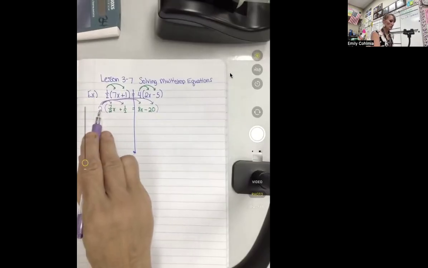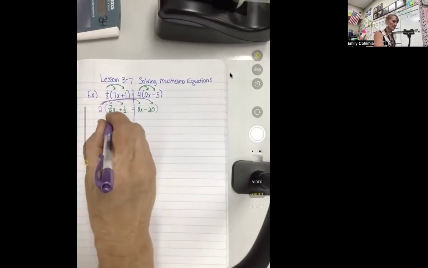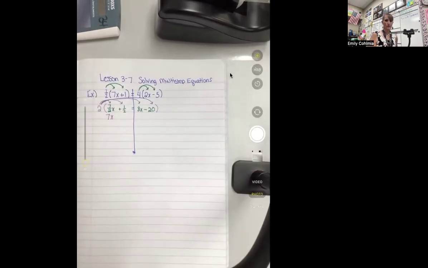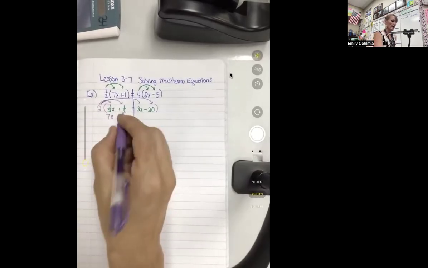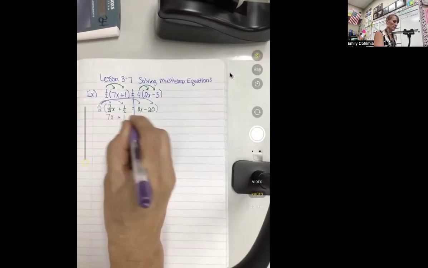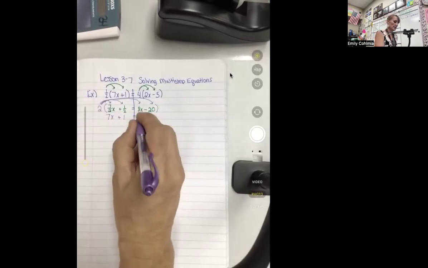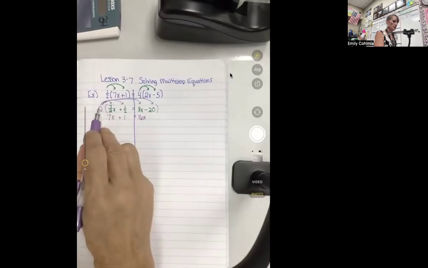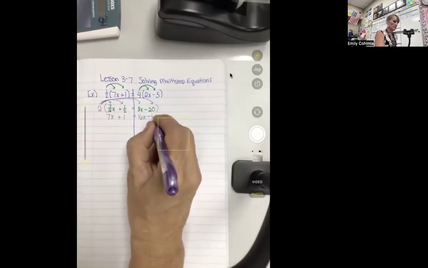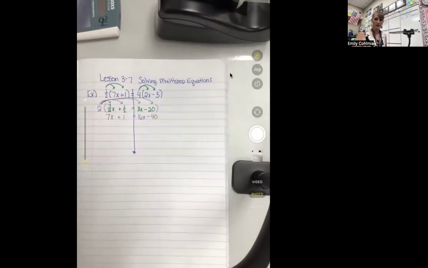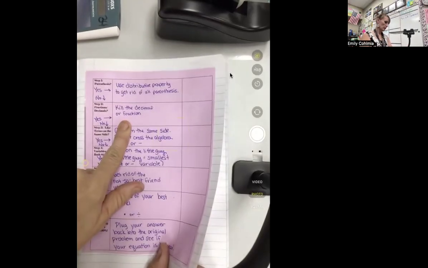So 2 times 7/2 is just 7x. That gets rid of the 2. And 2 times 1/2, well, 1/2 of 2 is 1. 2 times 8x is 16x. And 2 times -20 is -40. So now we've killed the fraction, so we're good there.